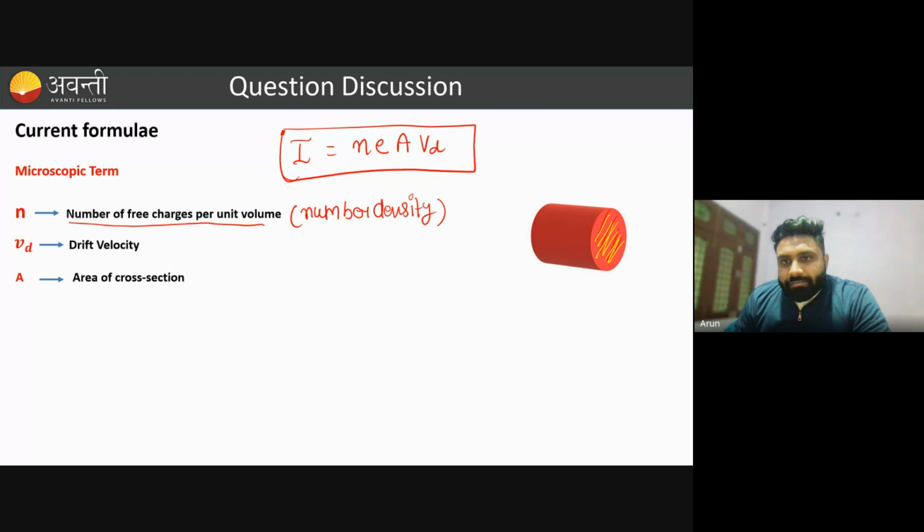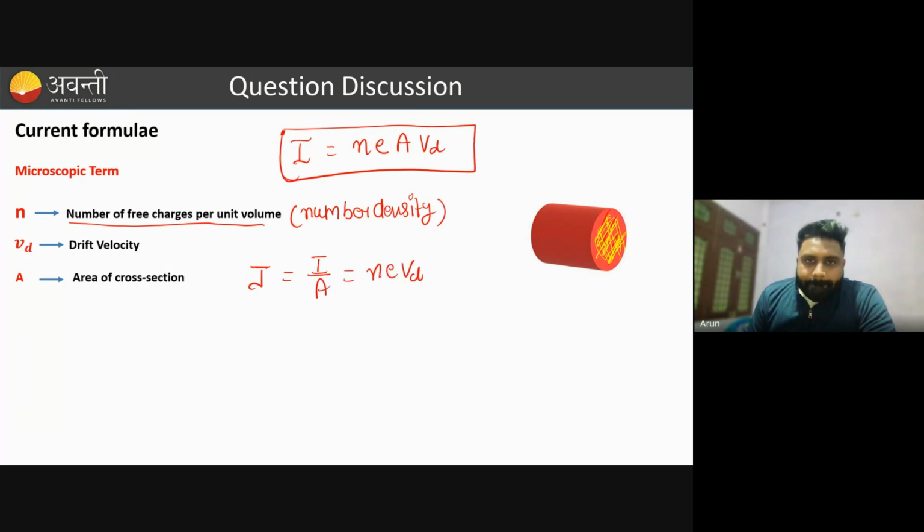This is the area of cross sectional area. Okay, and from here you will also say that I have taught you another term, which is current density. Current density is nothing but I upon A. So it will become n e Vd, where e is the electronic charge. Got it?